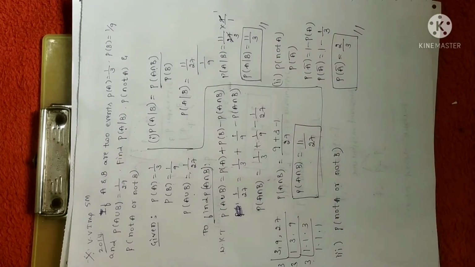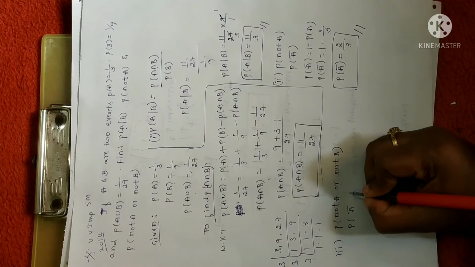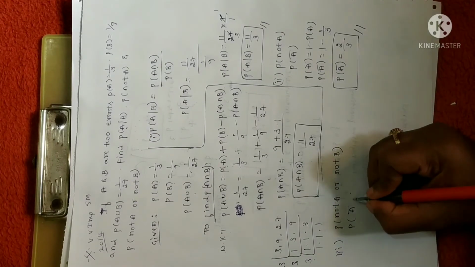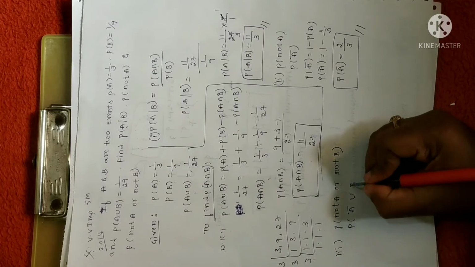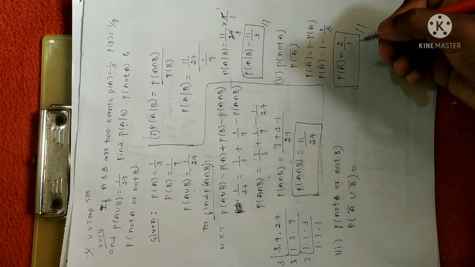So first let me write this in mathematical form. Probability of not A, in the sense A bar, as I already told you, whenever you have OR, you have to put union. Not B, in the sense B bar. Fine. Now let me apply De Morgan's law, as I already explained n number of times.